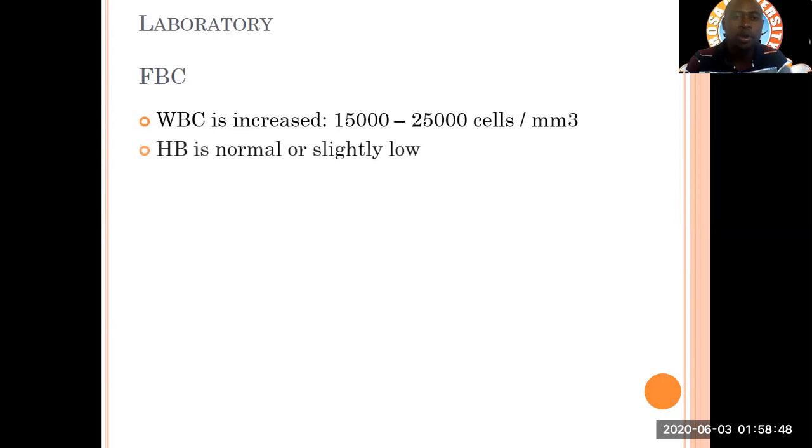So, important laboratory investigations that are supposed to be done: the first thing that we do is a full blood count. Our focus on this hemogram of the full blood count is that we are looking at the WBCs, the white blood cell count. So you find that in here, there will be an increase in the ranges of 1,500 to 2,500 cells per millimeter. Also, you find that the hemoglobin levels here will be normal or they may be slightly low. So it's a 50-50 thing, it's not always.